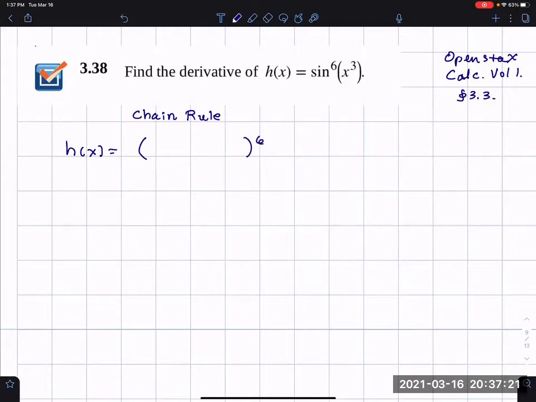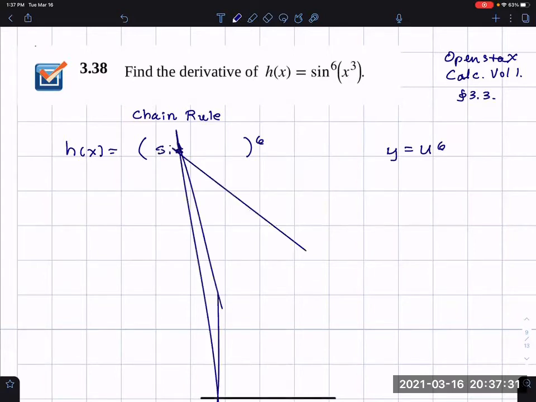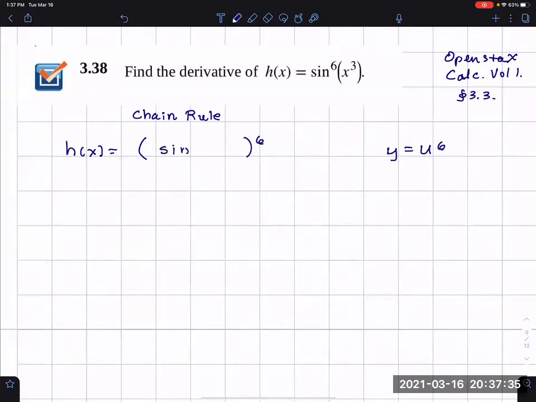y equals u to the 6th power, let's call it. And then inside of that is sine. So let's say u equals sine, and then I need to find a variable to put inside that sine. Let's put w. So then inside of that is sine, and inside of sine is x cubed. So let's say w equals x cubed.